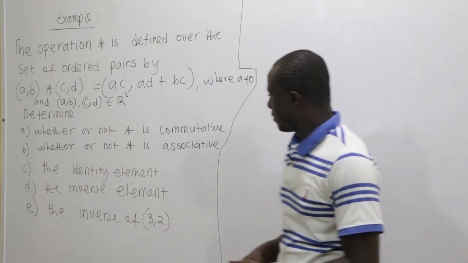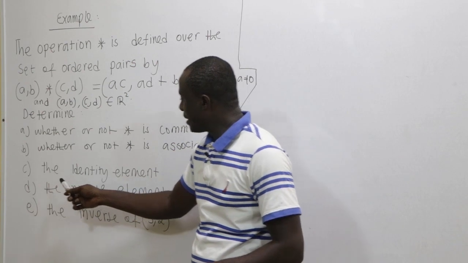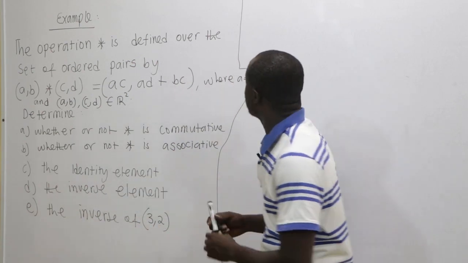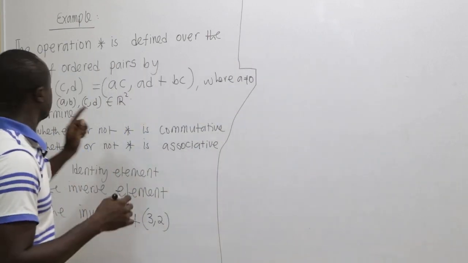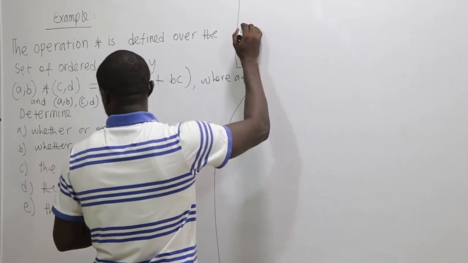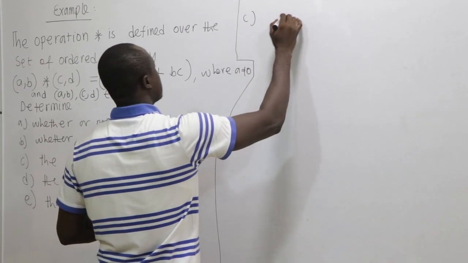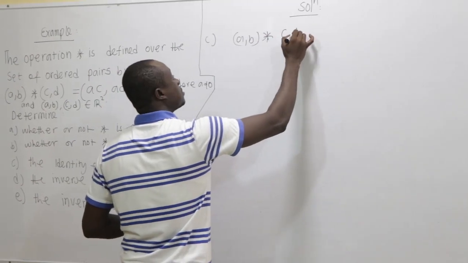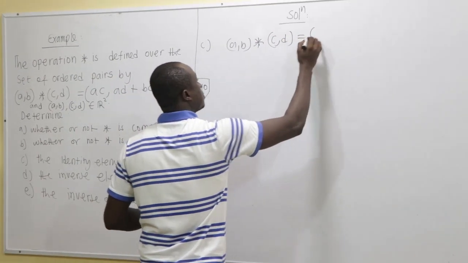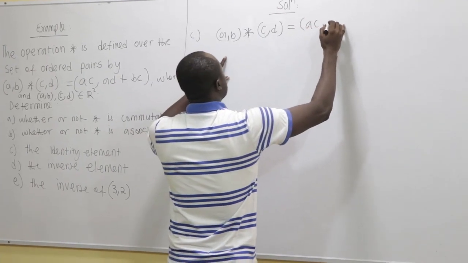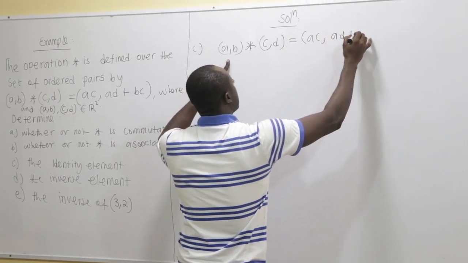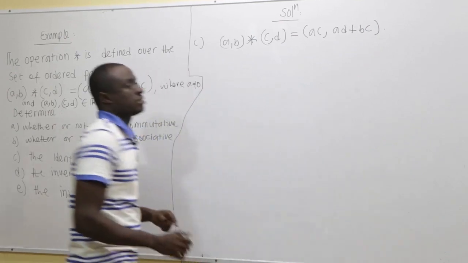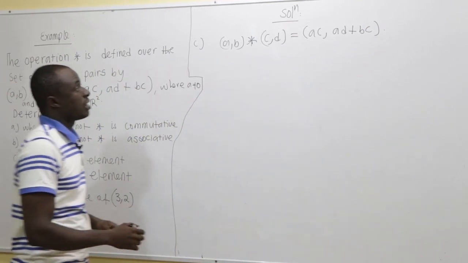Now let's see question C. Question C says we should determine the identity element. So first, let's write the rule down. The rule given to us is (A,B) star (C,D) is equal to (AC, AD plus BC). This is the rule given to us.